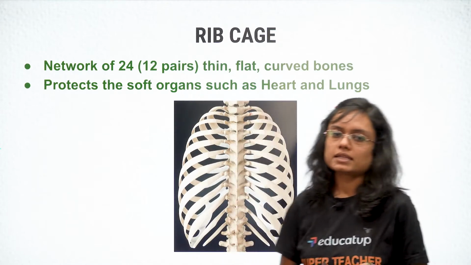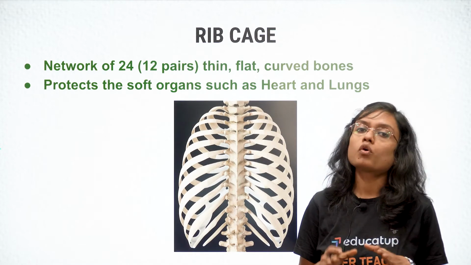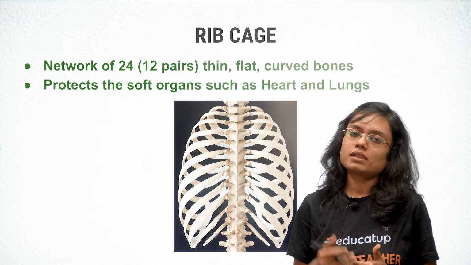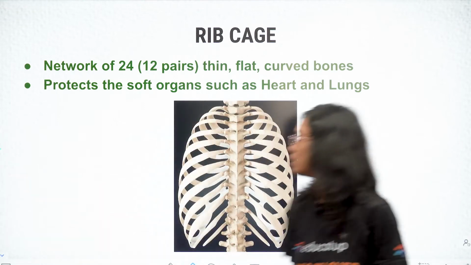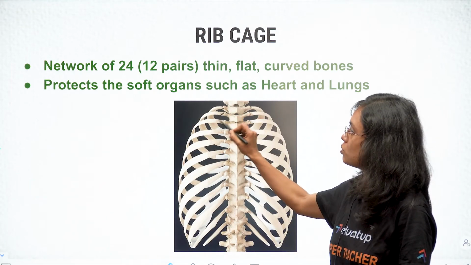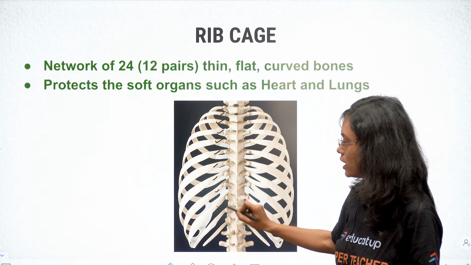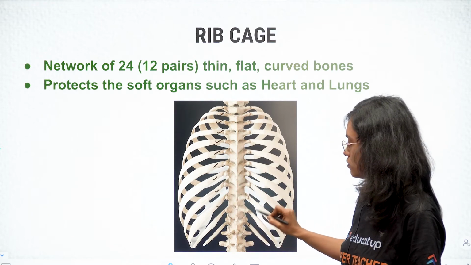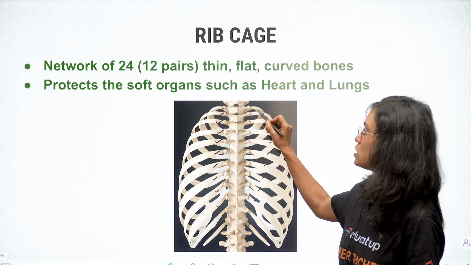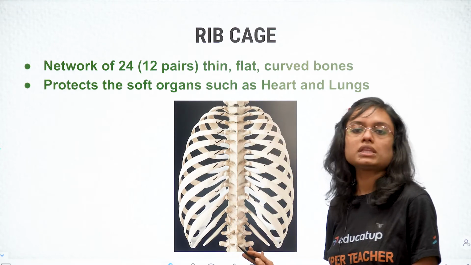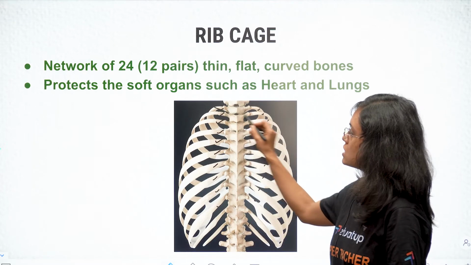Yeah, the next is ribcage. Now ribcage has actually 24 bones in number, or 12 pairs of bones. Now how do we understand it? 1, 2, 3, 4, 5, 6, 7, 8, 9, 10, 11, 12. 13, 14, 15, 16, 17, 18, 19, 20, 21, 22, 23, 24. So like this, 24 bones separately, and otherwise this is one pair.